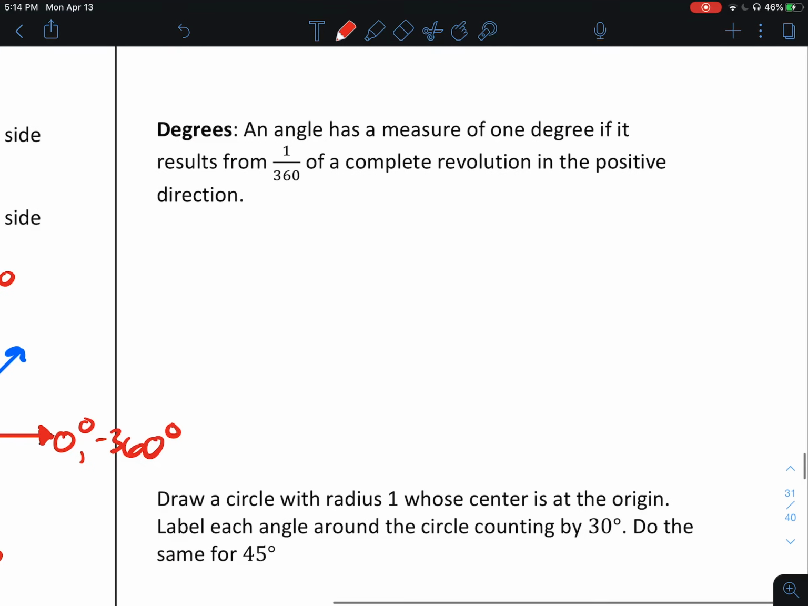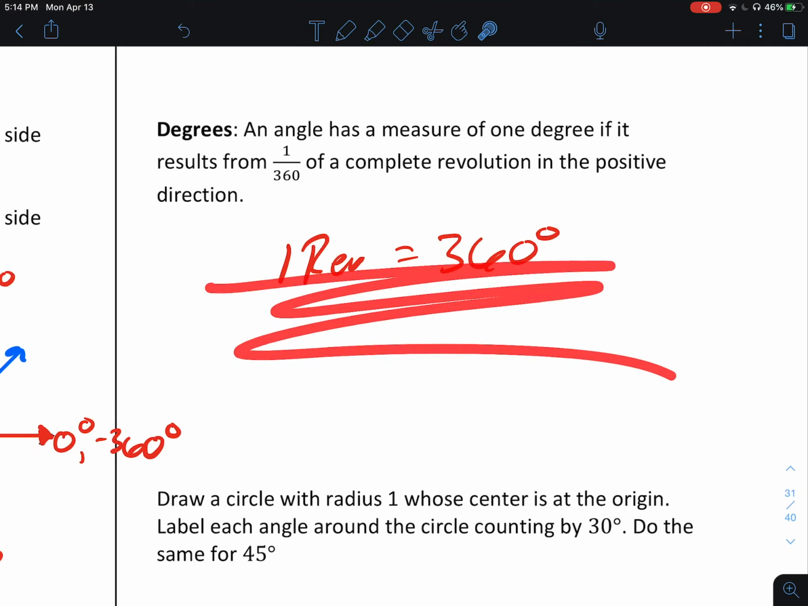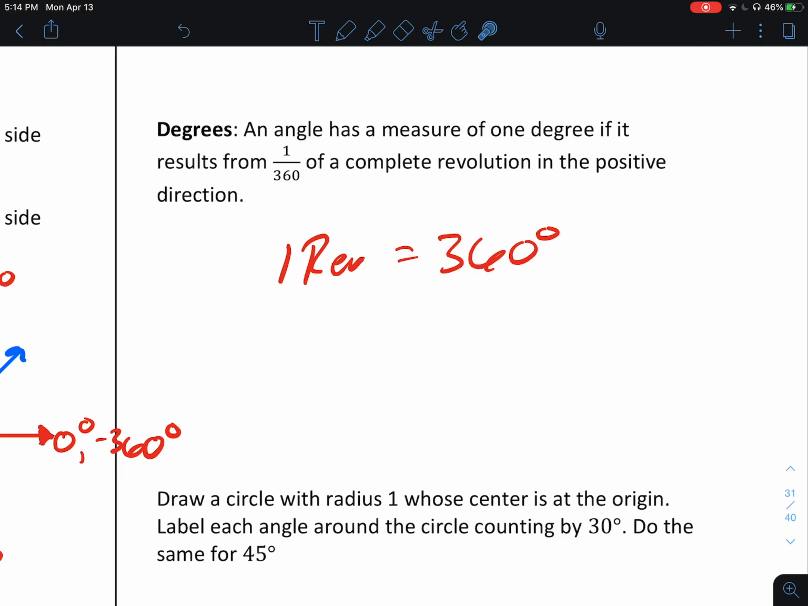Next, degree. An angle has a measure of 1 degree if it results in 1/360th of a complete revolution in the positive direction. We could say that simpler. 1 revolution is equivalent to 360 degrees. This is super important. That makes half a revolution 180 degrees. That makes a fourth of a revolution 90 degrees. That makes an eighth of a revolution 45 degrees, etc.